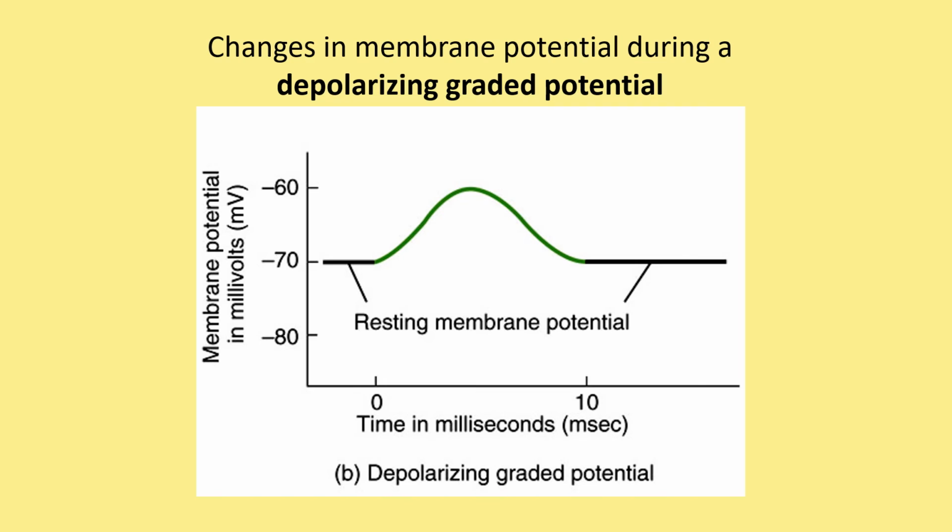And here's the graph. You recognize the axes. You recognize resting membrane potential. Something causes sodium ion channels to open up. A whole bunch of sodium enters the cell and membrane potential deviates from -70 all the way to, oh, it looks like that's about -60. And then those ion channels close and the sodium potassium pumps restore the membrane potential to resting. This is known as a depolarizing graded potential.